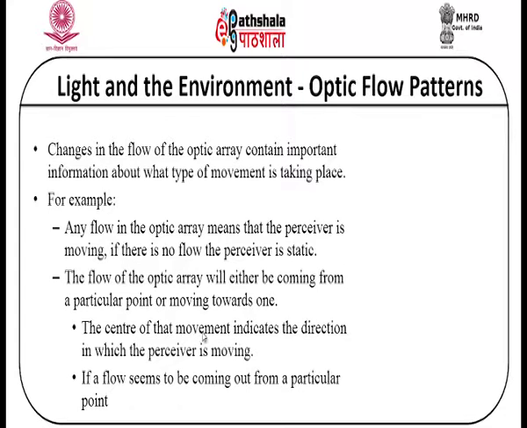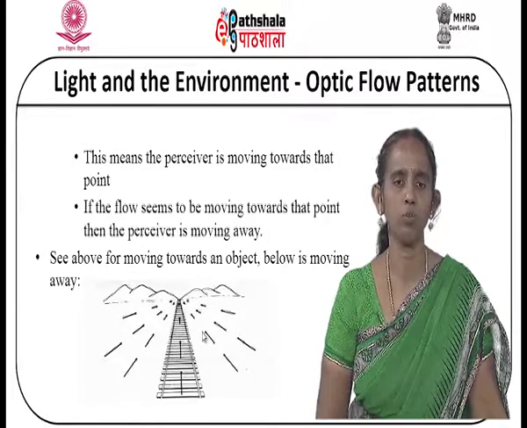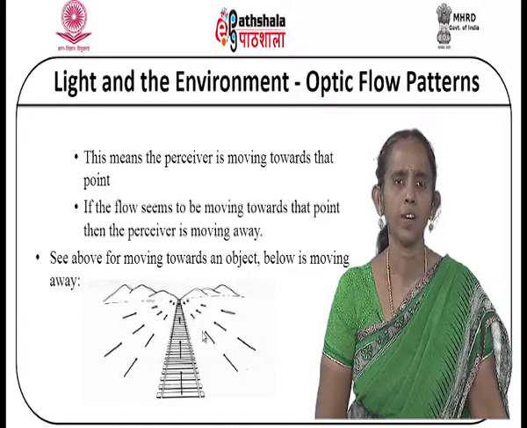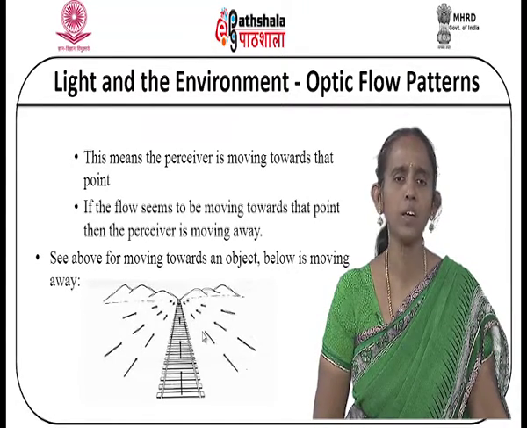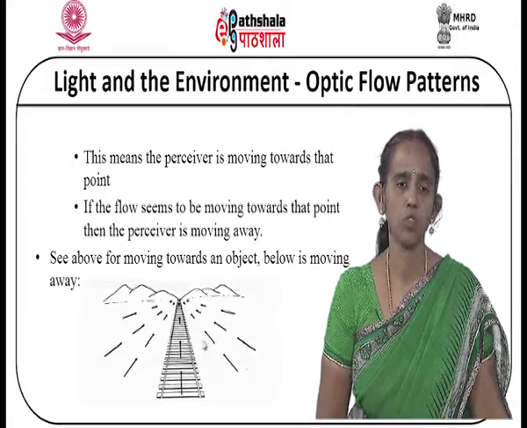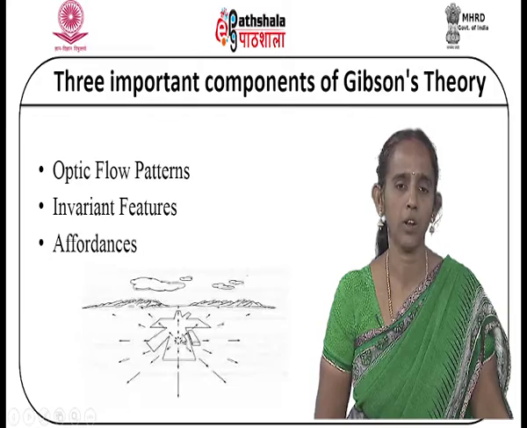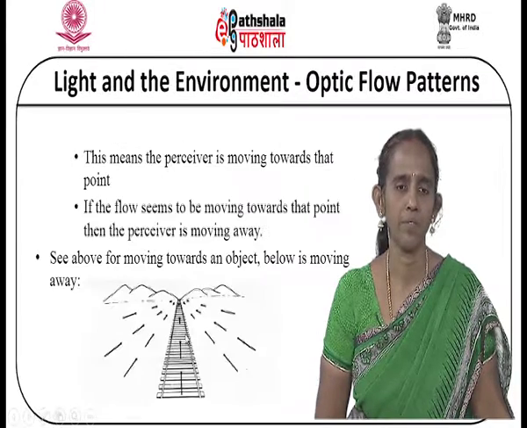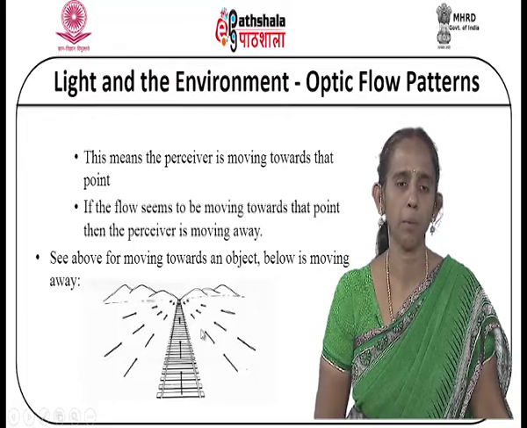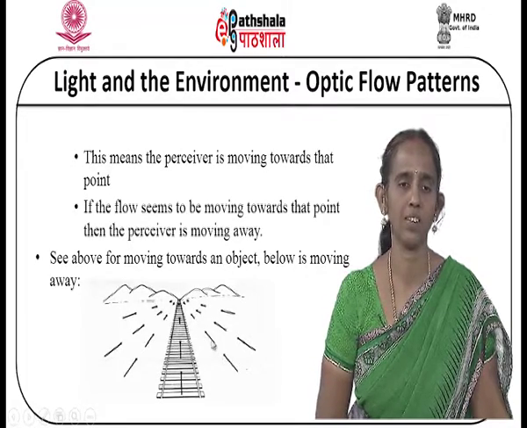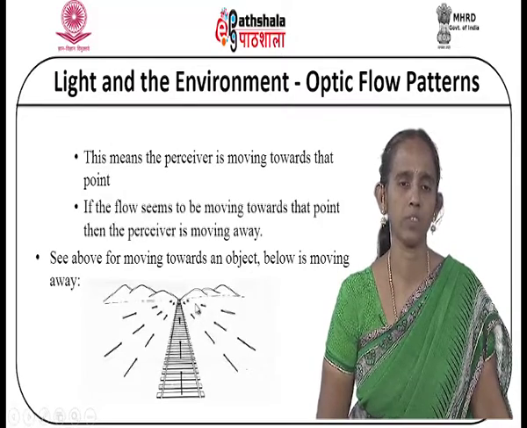If a flow seems to be coming out from a particular point, it means that the perceiver is moving towards that point. And if the flow seems to be moving towards that point, then the perceiver is moving away from the point. So we can look at the above image for moving towards a particular location, and the below image is for moving away from a particular location, where you can see the arrow marks are being marked towards a particular location.